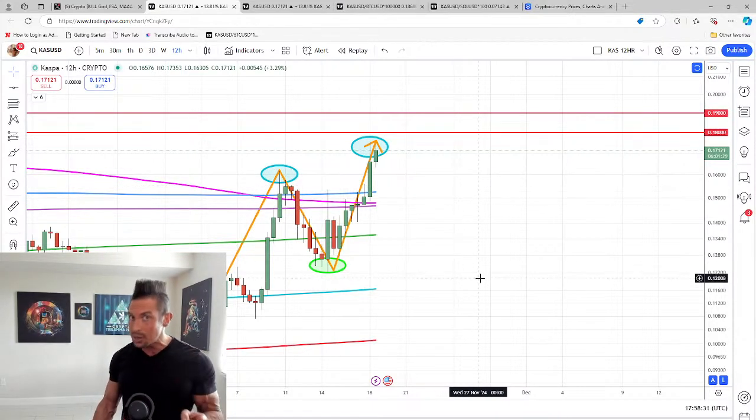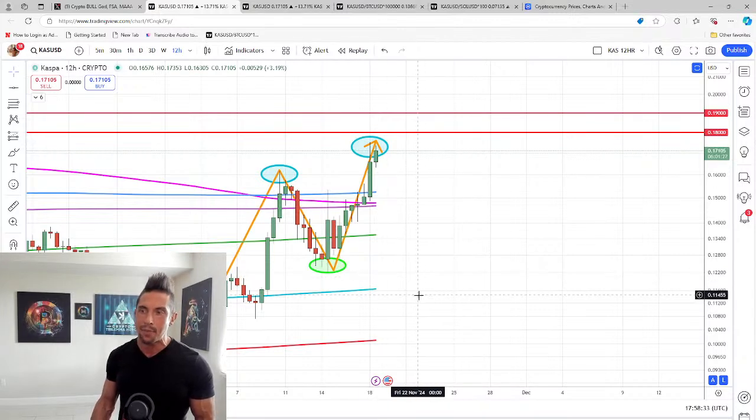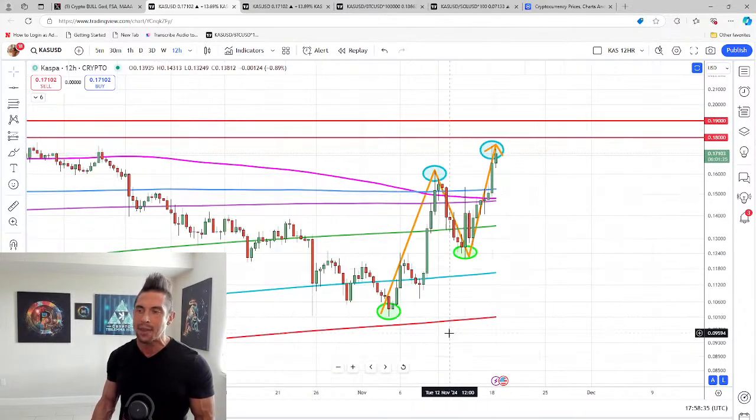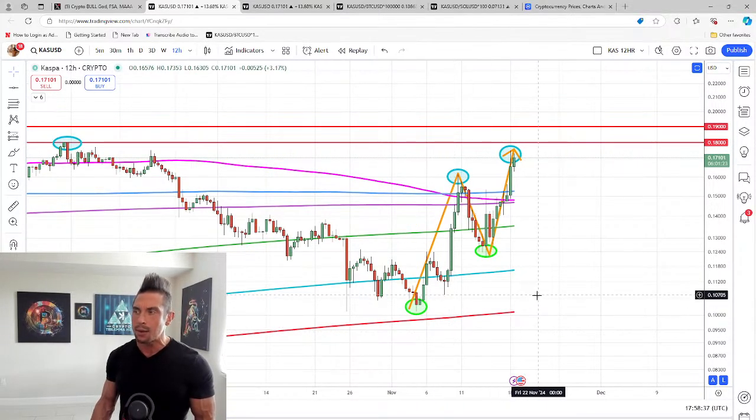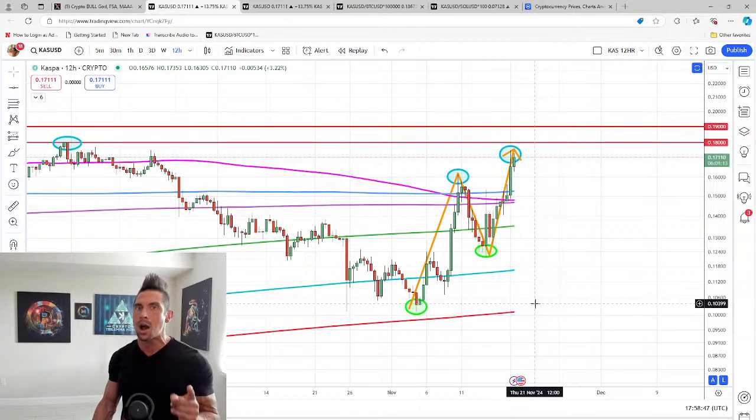Where I would really be concerned is if we started to come back down into the 10-cent area. If we came down, which I'm not suspecting, but if we did, if we came back down to this 10-cent area, we are highly increasing the likelihood that we're going to break to 9 cents or lower. We do not want to see that.